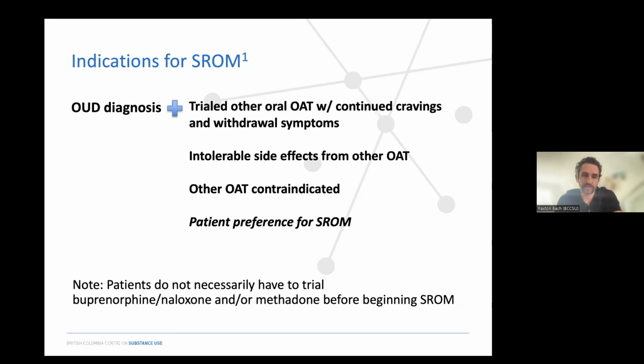Just a note to be very clear, patients do not necessarily have to trial buprenorphine-naloxone or methadone before beginning with slow-release oral morphine. It is very reasonable to start there if it is the agent that a patient is interested in and that is most consistent with their goals and preferences.